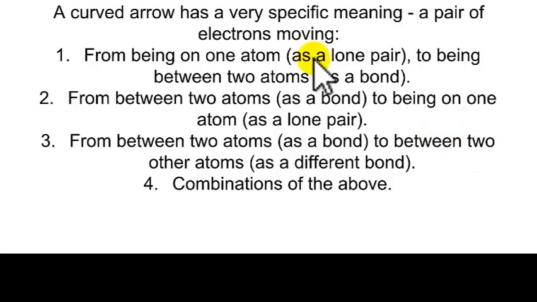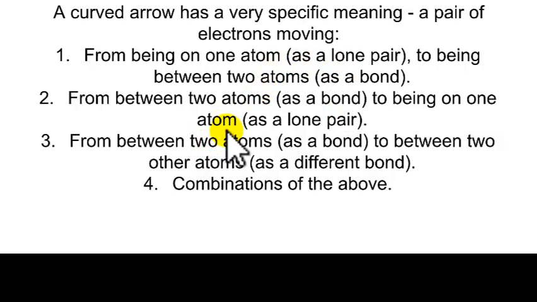So how can they move? Well, it could be that you have a pair of electrons on one atom, as a lone pair, moving into a position between two atoms, so it becomes a bond. Usually the atom that the lone pair was on is one of the two atoms that become bonded. We'll see examples of that in a minute. Or a pair of electrons can move from between two atoms as a bond to being on one of those atoms as a lone pair, sort of the reverse of number one up here.